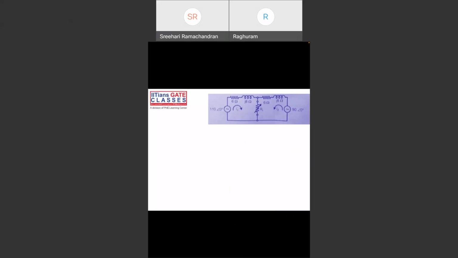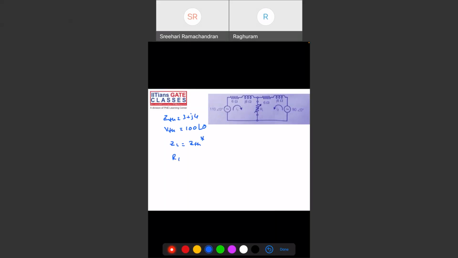See this. Now is it clear? Z Thevenin is 3 plus J4. To find Z Thevenin, I have to see from these terminals and short these. V Thevenin is 100 at an angle 0. Right? So what is RL, or ZL? It is equal to Z Thevenin conjugate, so RL is directly the modulus of 3 plus J4, which is 5. RL is 5 ohms. So I know V Thevenin is 100 and RL is 5. What is maximum power?